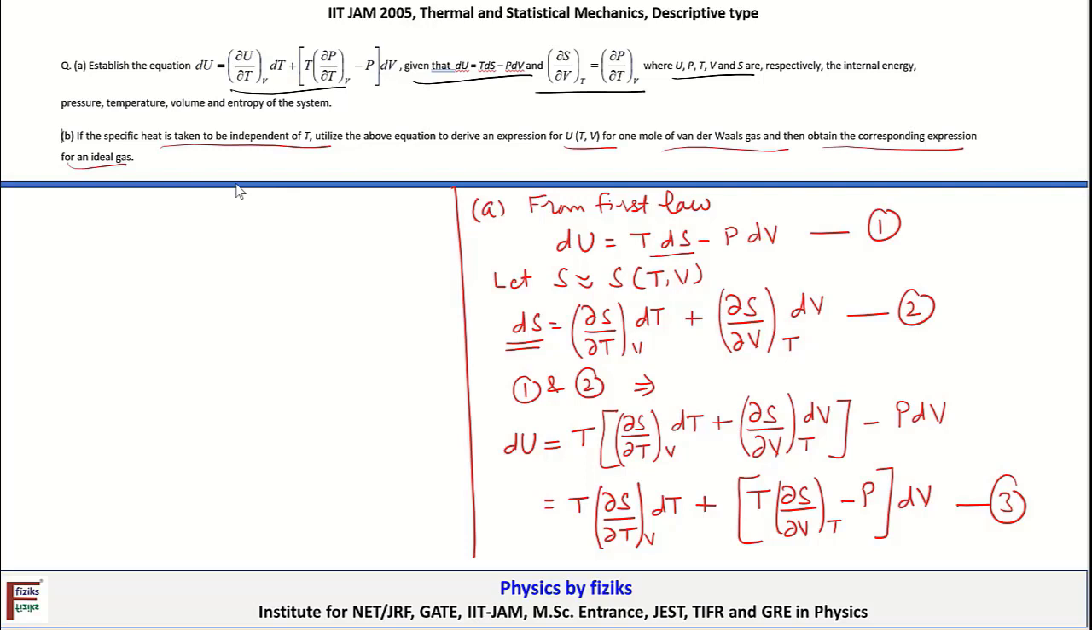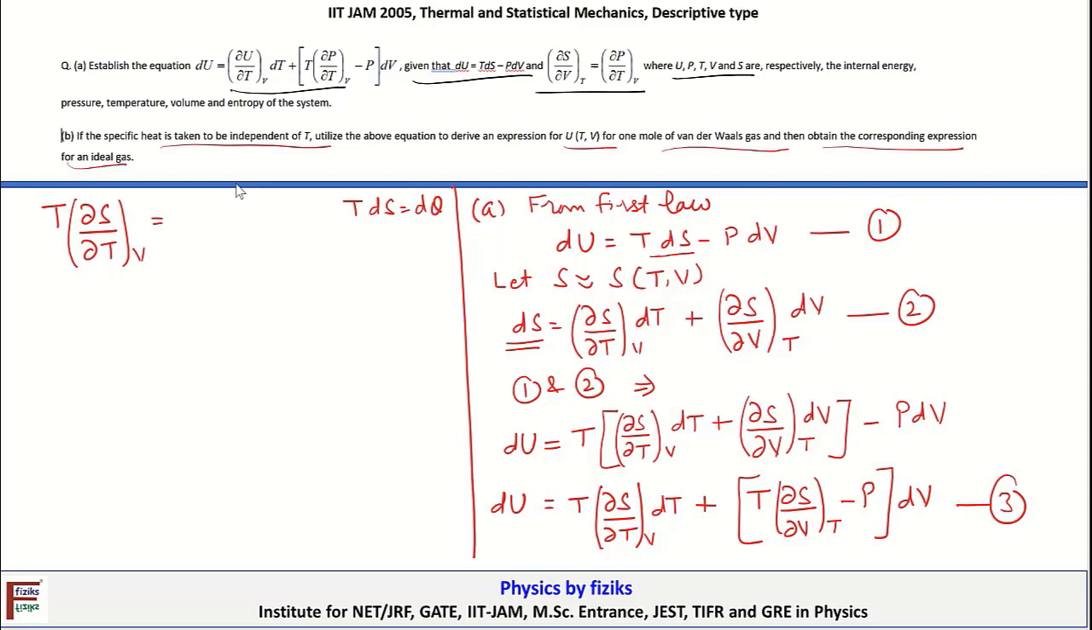Okay, now this can be rewritten. Here I'm going to make use of some important results. Let me first discuss them, and then I will rewrite equation 3 in a more general form. So T dS by dT at constant volume. In principle, T dS is equal to dQ. That's the mathematical statement of the second law of thermodynamics basically.